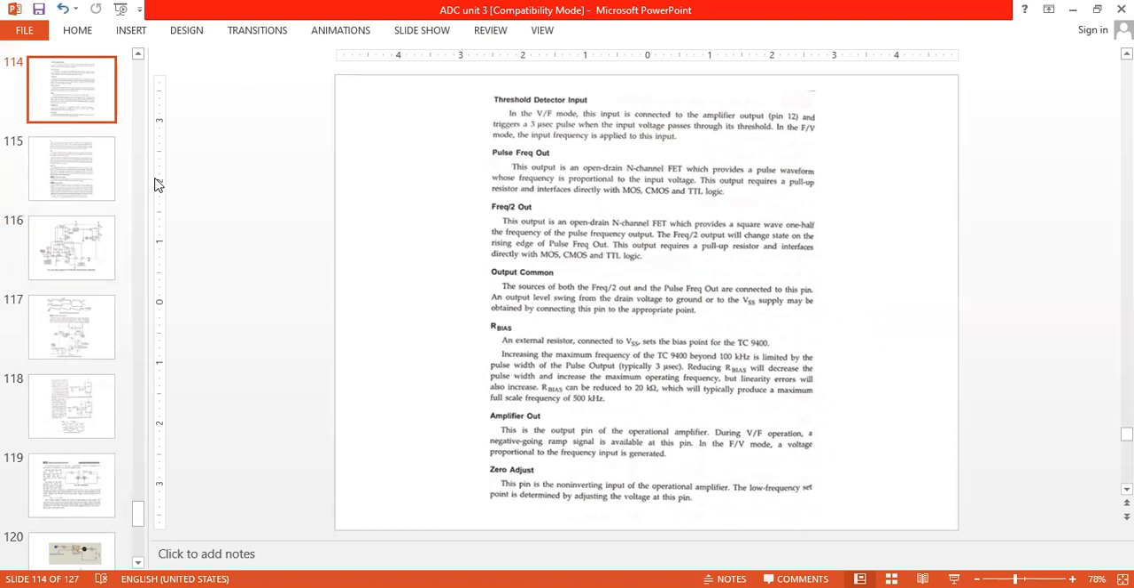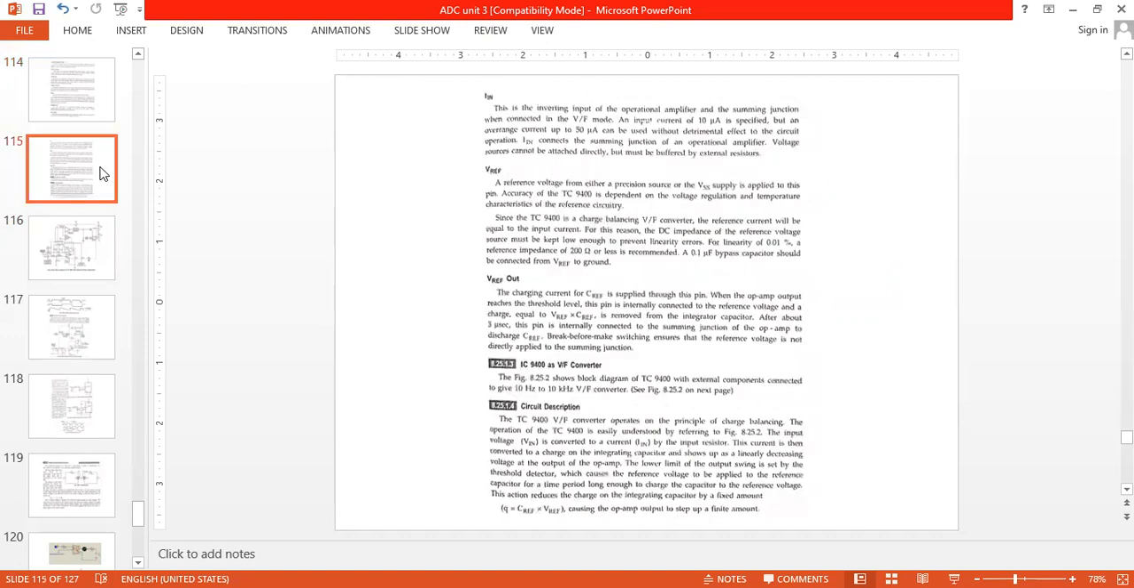Output common, frequency output, and the amplifier output pin, the operational amplifier output. During voltage to frequency operation, a negative going ramp signal is available at this pin. In the frequency to voltage mode, a voltage proportional to the input frequency is generated. The zero adjust pin is the non-inverting input of the operational amplifier. The low frequency set point is determined by adjusting the voltage at this pin.